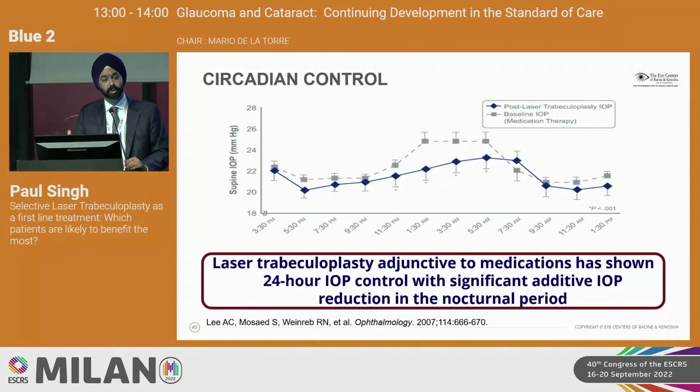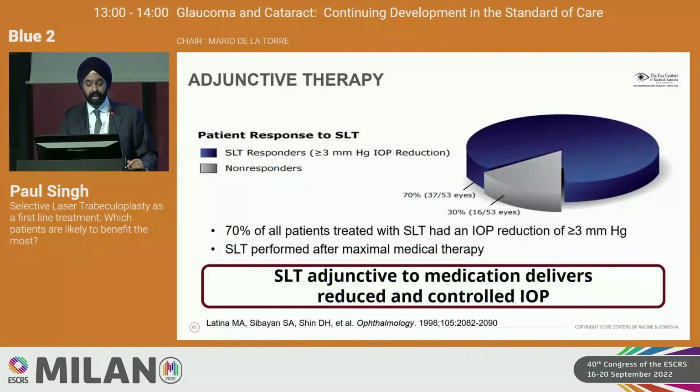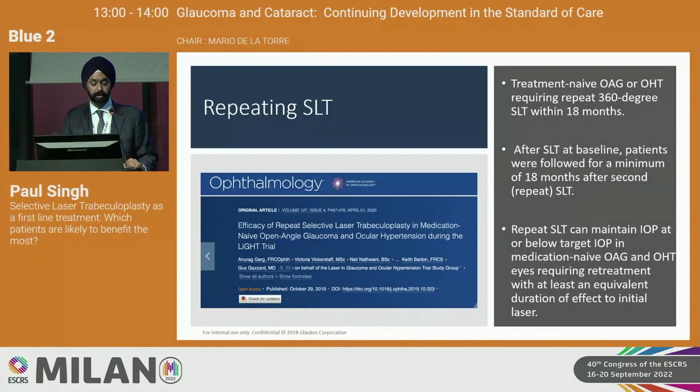We also have data sets showing us that, yes, we do see natural nocturnal fluctuations in IOP, but we find here that we actually have stability over nighttime compared to topical latanoprost in the gray. And looking at adjunctive therapy, SLT can work very well. Even in those patients who are on previous medications, we can still see a significant 3 millimeters of mercury or greater reduction of IOP, even as an adjunctive therapy. So it can be done primary and after being on a topical drop.